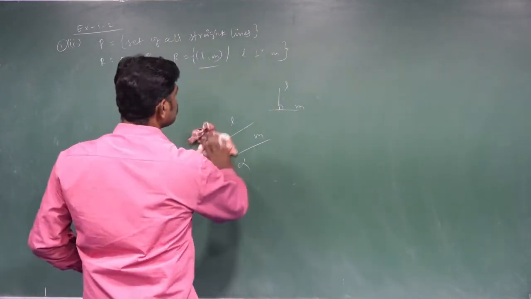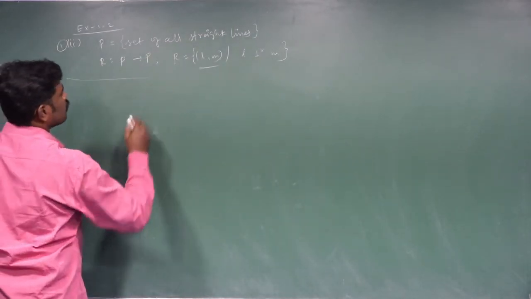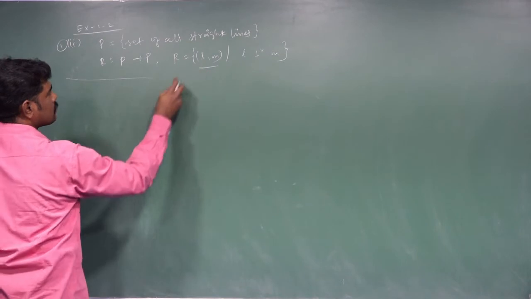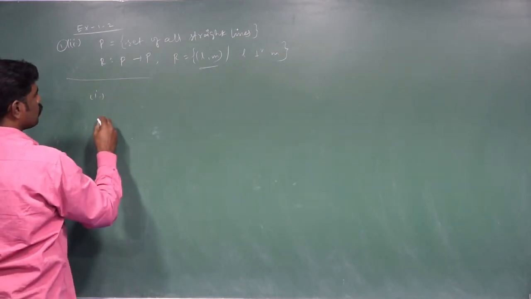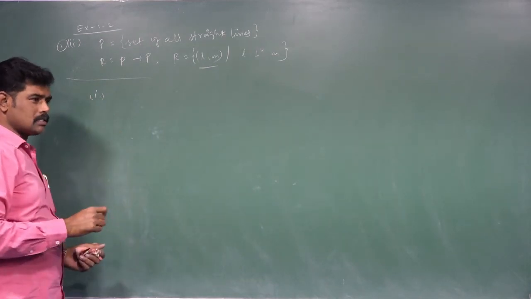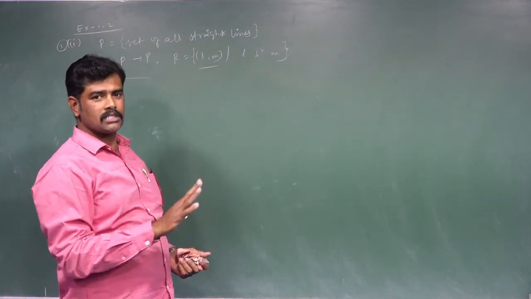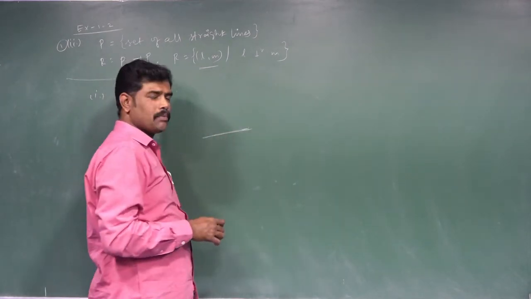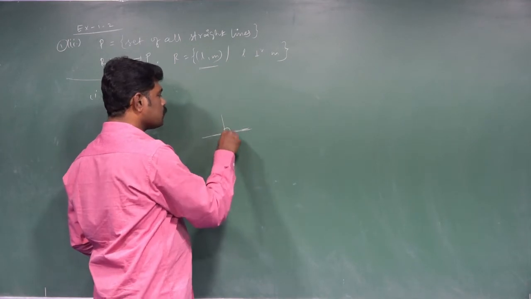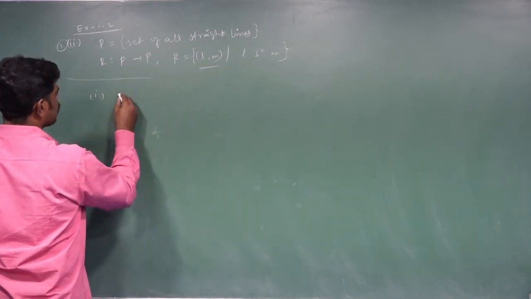So here we are going to verify the three properties by the given condition. First one, reflexive. Every line is perpendicular to the line itself. Is that possible? It is not always possible. Every line is parallel to itself, that is possible, but it is not possible for a line to be perpendicular to itself. So reflexive is not possible here.